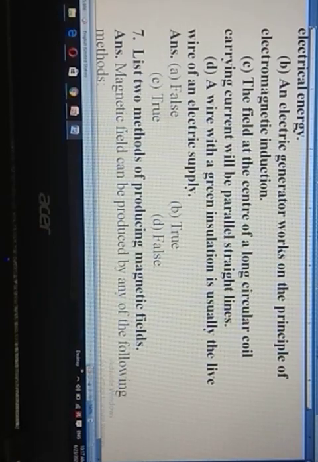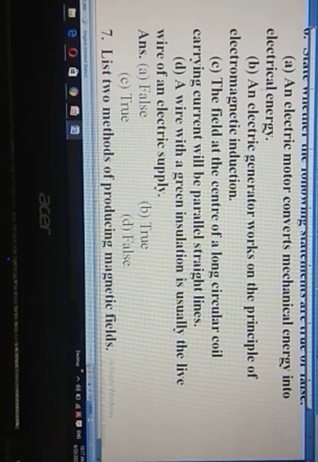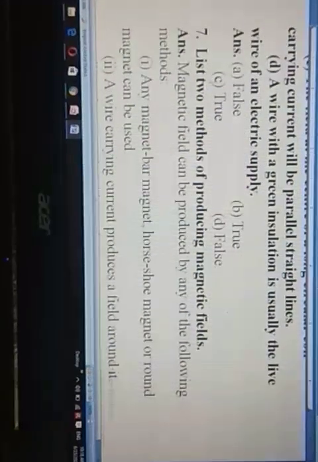A. So we can say that an electric motor converts mechanical energy into electrical energy is false. Number B, an electric generator works on the principle of electromagnetic induction is true. Number C, the field at the center of a long circular coil carrying current will be parallel straight lines is true. And number D, a wire with green insulation is usually the live wire of an electric supply, false. Okay, next one.